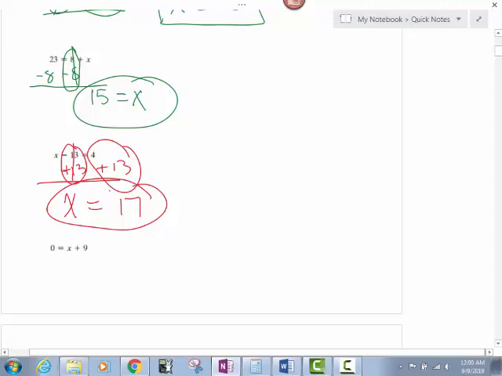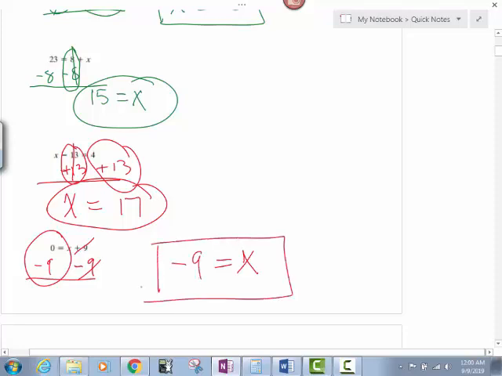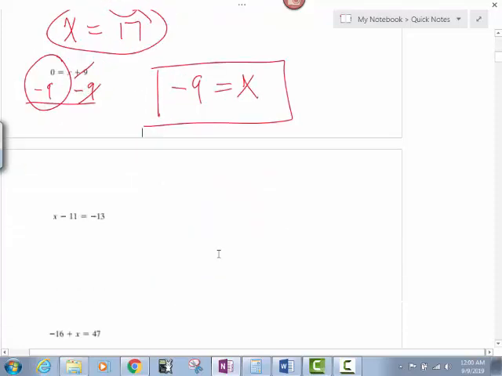The next problem here is 0 equals x plus 9. Since I'm adding 9, we're going to subtract 9. Okay? These 9s will cancel out. The x is by itself. Let's look at this part. I have no money and I owe you $9. Well, I still owe you $9, right? Okay.